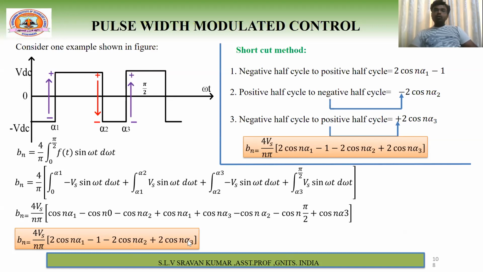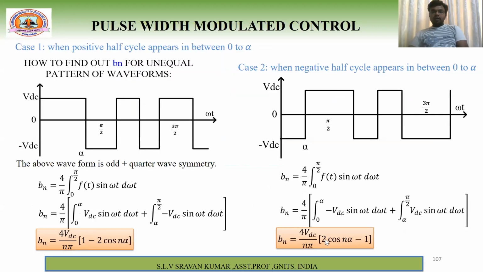But how to write down the shortcut method, that is most important, because this is for a smaller number of pulses. When you have more pulses, doing the integration is more complex. For that again we have a shortcut method. So first, whenever you have a negative half cycle, just as we have discussed, what happens?